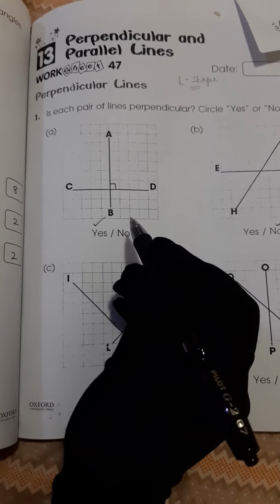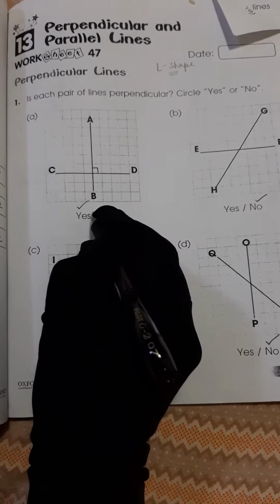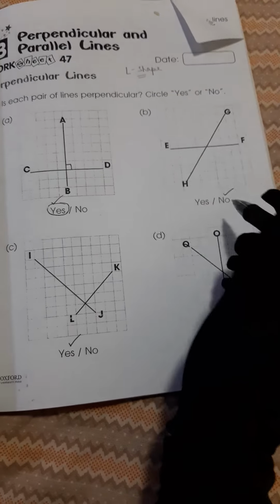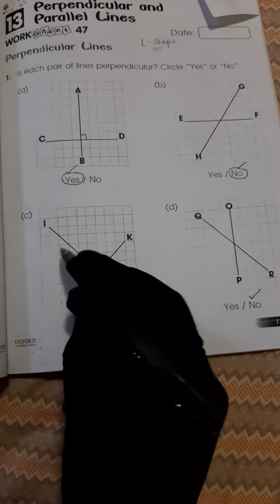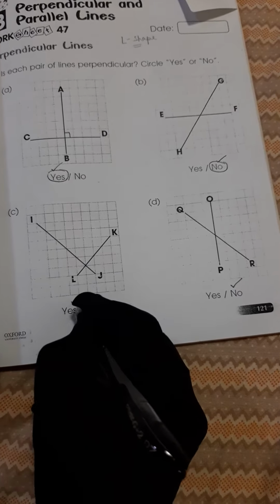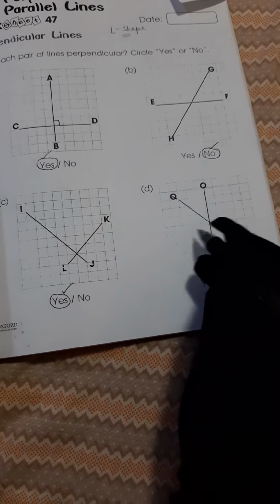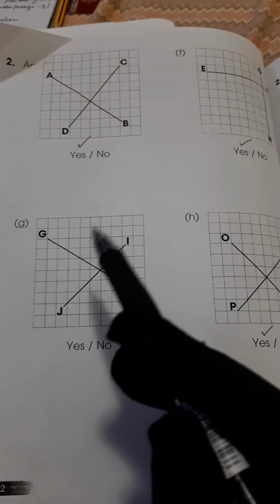So see the first one. See, it has an L shape. It means it is yes, perpendicular. Next, it does not have an L shape, so no. See the third one. It is again an L shape. It is yes. And the last one, not an L shape, so no. Okay. Similarly, you can do the next page.